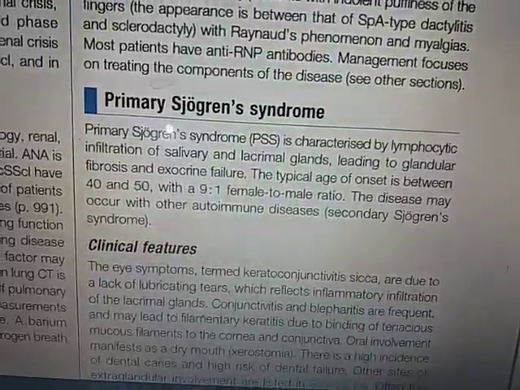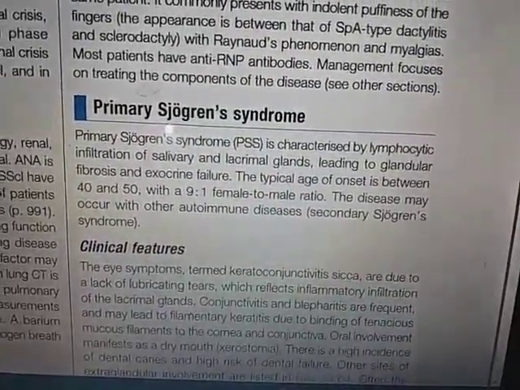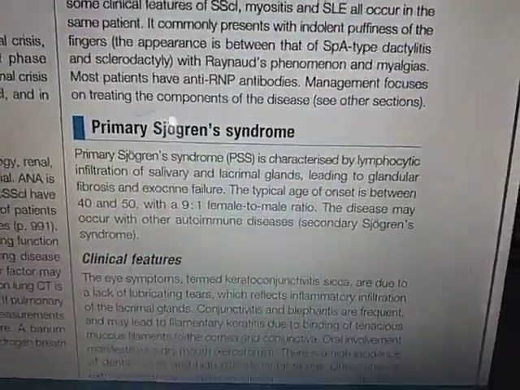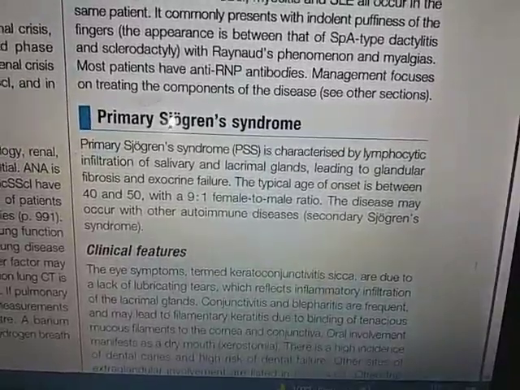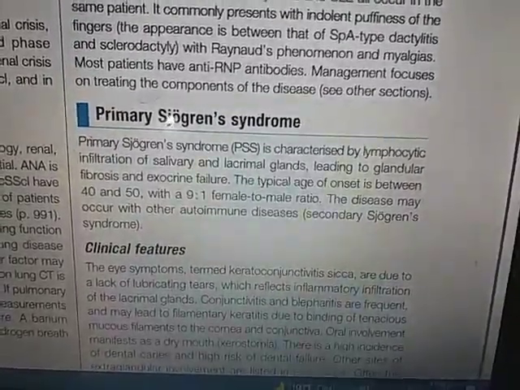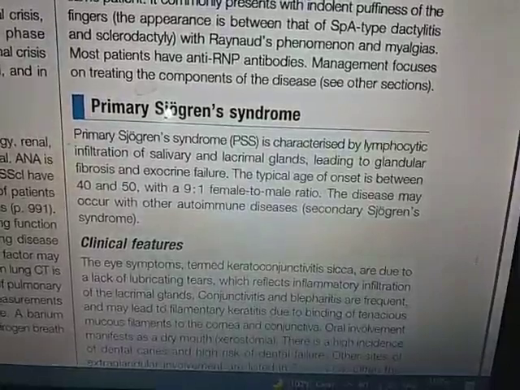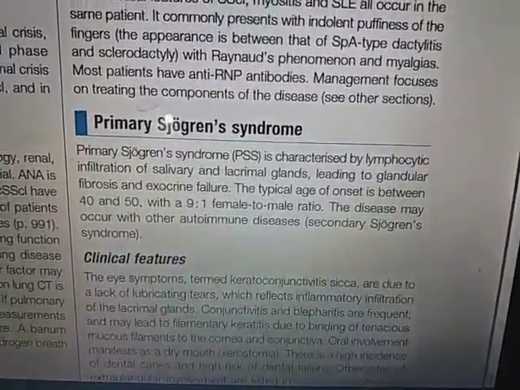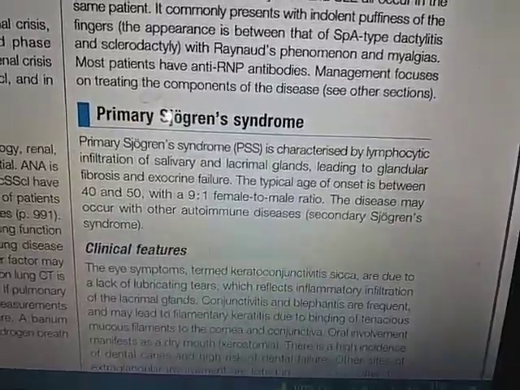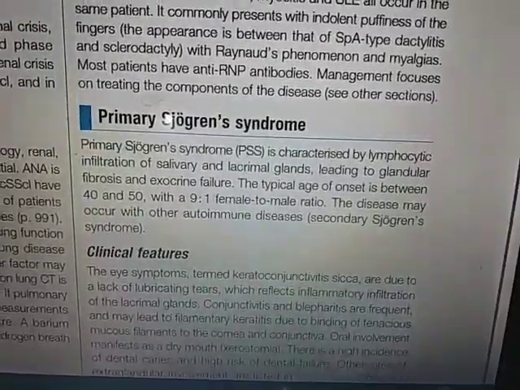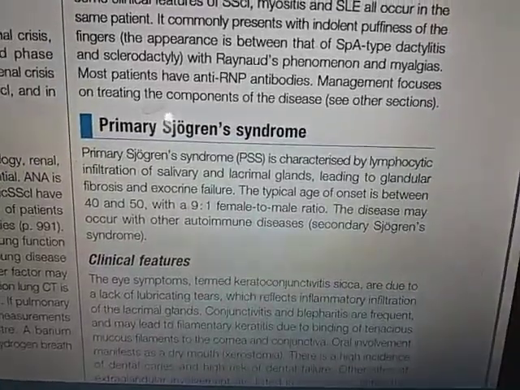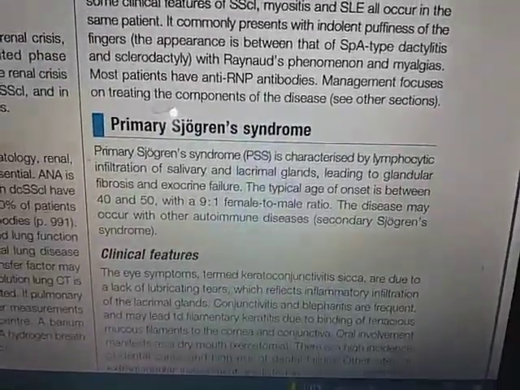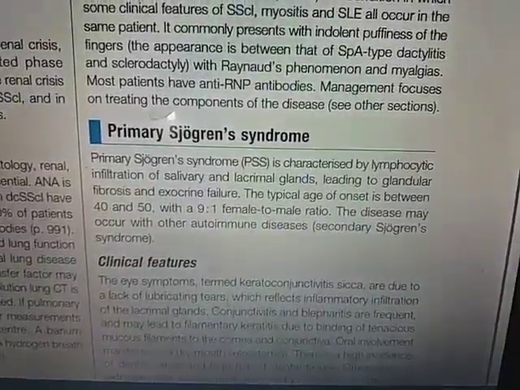Now, clinical features of Sjogren's syndrome. Eyes, the ophthalmological features. The main symptoms are grittiness and soreness of the eyes due to reduction of lacrimal secretions, leading to conjunctivitis and later to corneal erosions. Now, GI tract features. A dryness of the mouth may lead to difficulty of swallowing.